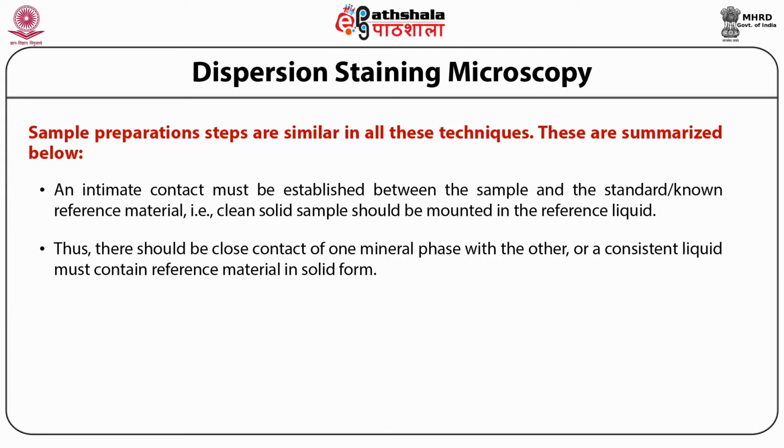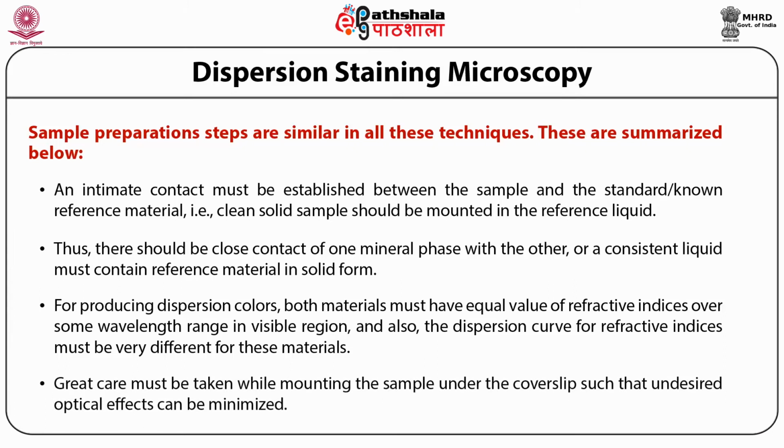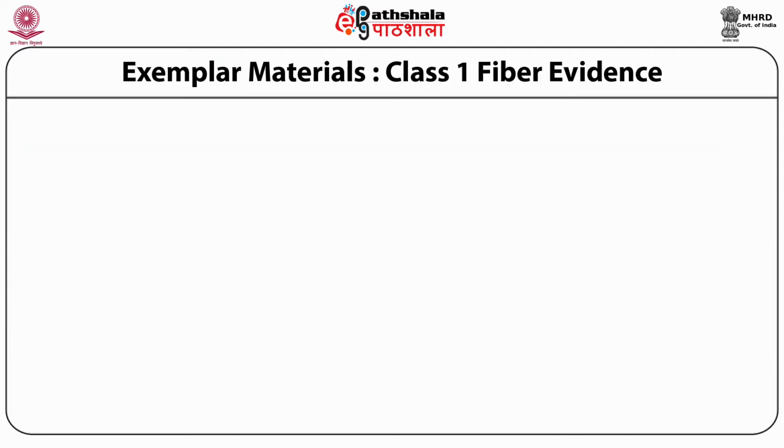Second, for producing dispersion colors, both materials must have equal value of refractive indices over some wavelength range in the visible region, and also the dispersion curves for refractive indices must be very different for these materials. Third, great care must be taken while mounting the sample under the cover slip such that undesired optical effects can be minimized. Now, let us see the exemplar materials.